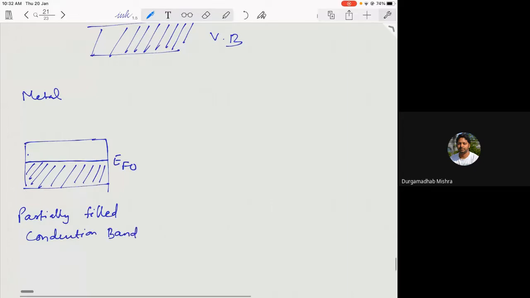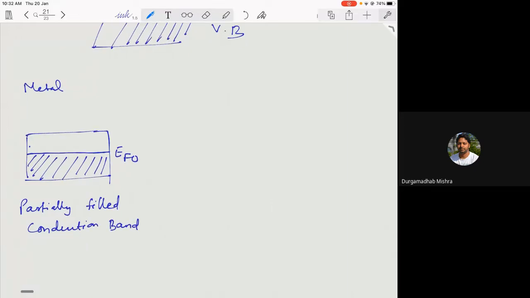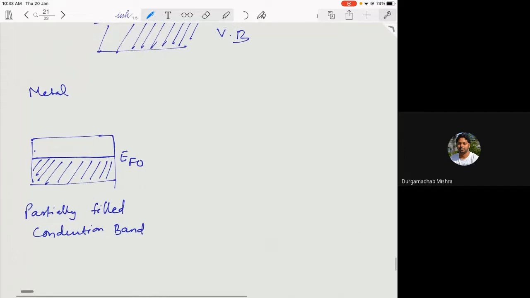That means this conduction band forms due to overlap. First of all, you have an energy band due to each atomic orbital, and the bands that form due to atomic orbitals will further overlap and form this partially filled conduction band. And so electrons will fill up from the bottom up to a level which is known as the Fermi level.